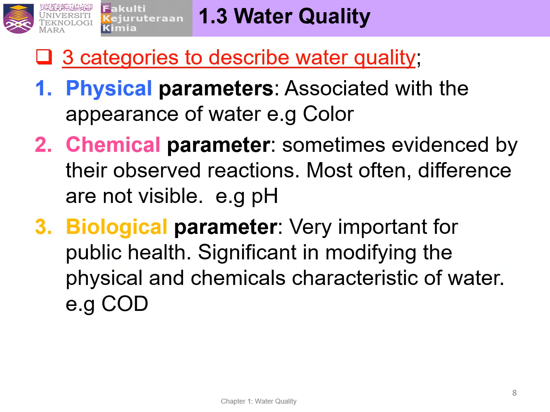The water quality can be described by 3 parameters: physical, chemical, and biological. In the first video, we just talk about the physical. For the chemical parameters, we cover only half of it, 50%. The other 50% and also the biological parameters will be discussed in the next video.